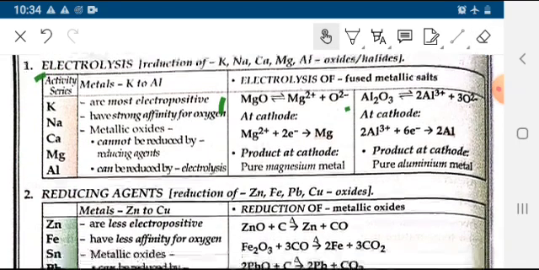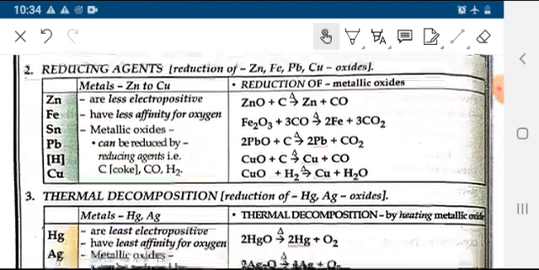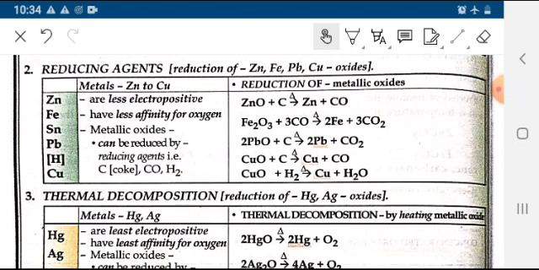We can also reduce our metallic oxide into metals with the help of a reducing agent. Various reducing agents are there, as I've already discussed: carbon, carbon monoxide. So you can see that reduction of metallic oxides ZnO, Fe2O3, PbO, CuO is done with the help of carbon or carbon monoxide.